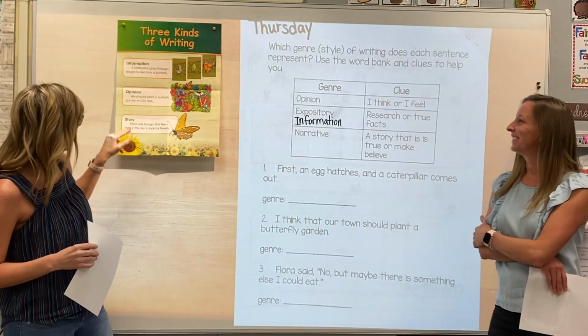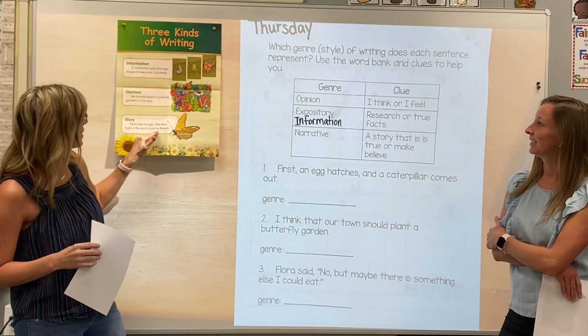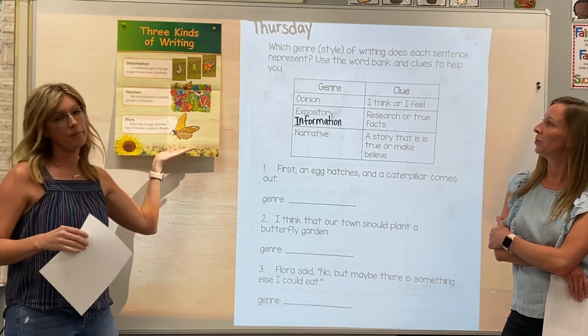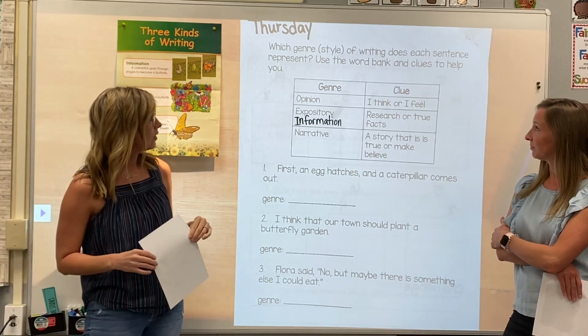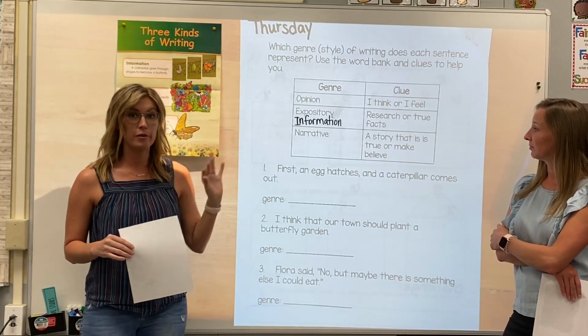So right here, Flora was hungry. She flew high in the sky to look for flowers, and that would be our butterfly, Flora. So those are the 3 kinds of different genres of writing we're going to learn about this year.